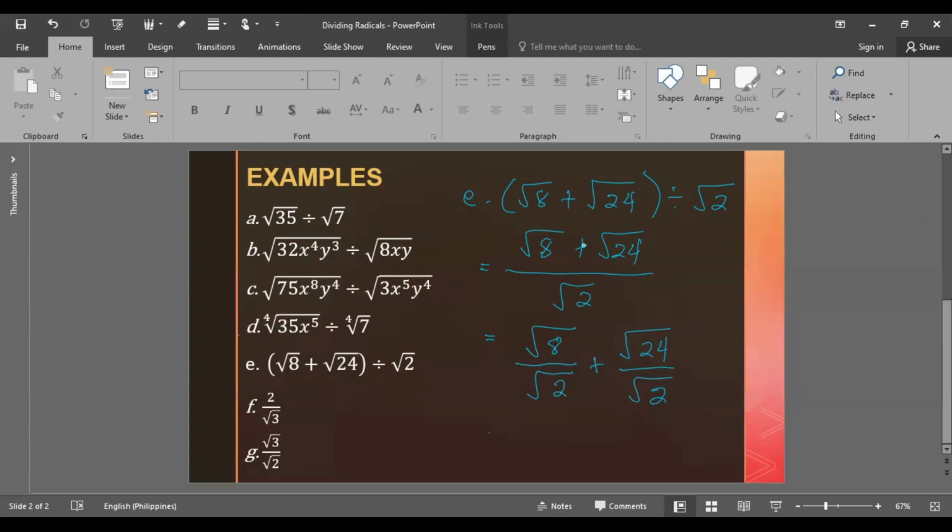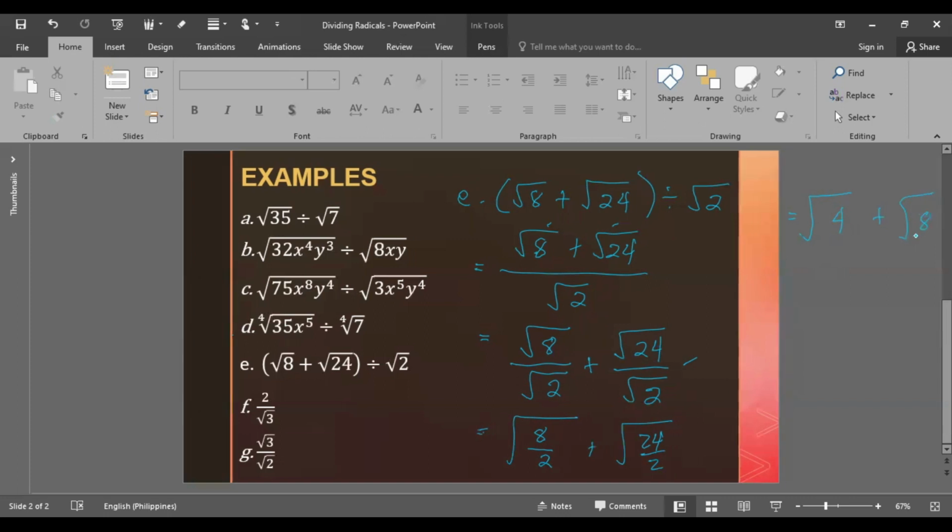Kung mapapansin nyo dito sa expression na ito, isa lang yung denominator, di ba? And ibig sabihin yan, yung denominator ng first term and second term na expression na to ay parehas the square root of 2. That's why we have this. Then again, just combine the radicands. Then simplify the radicands. 8 divided by 2 is 4 plus 24 divided by 2 is 8.